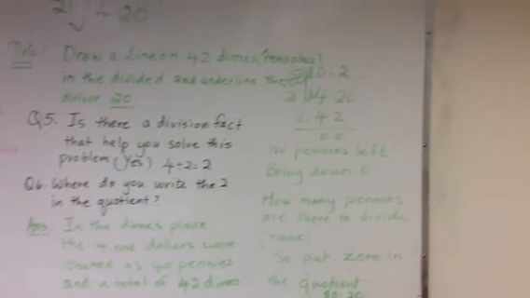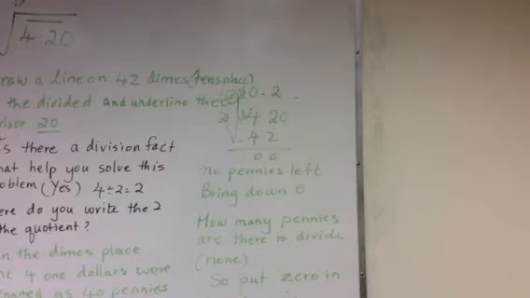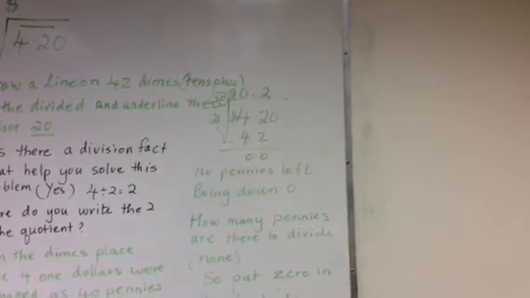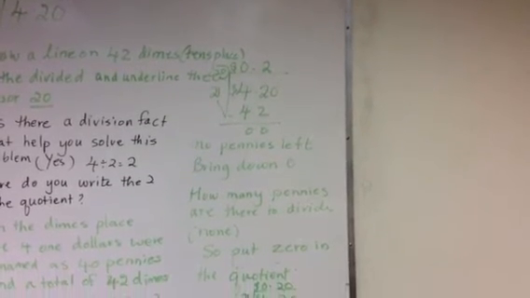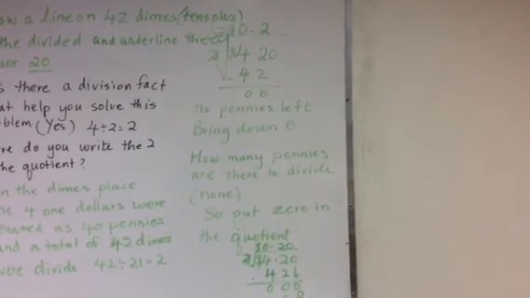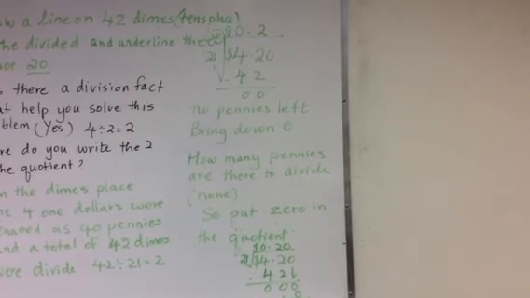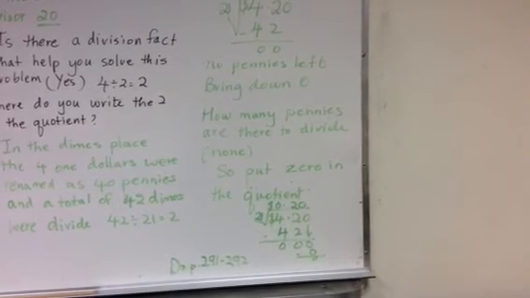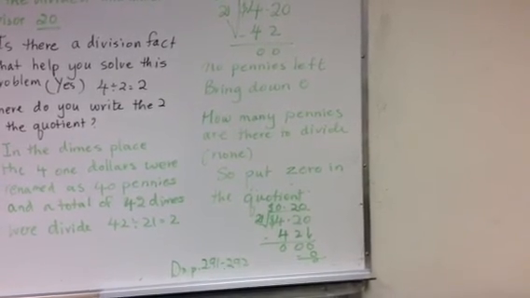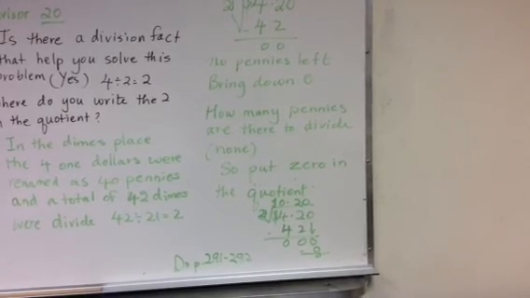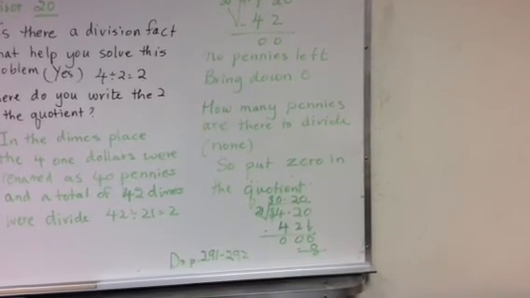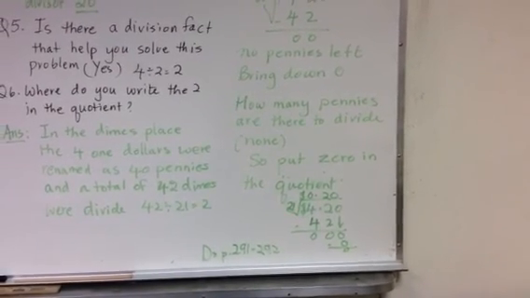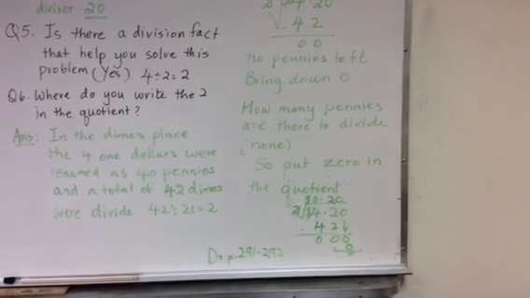So I did the problem up here, and you can see it. No pennies left. Bring down the 0. How many pennies are there to divide? None. So put 0 in the quotient, and so your answer is $0.20. And this is how you do money. Don't forget your dollar sign and decimal point. The decimal point comes between the dollar and the dimes place. So do pages 291 and 292, and I'll answer questions at Zoom time. God bless. Have a good day.